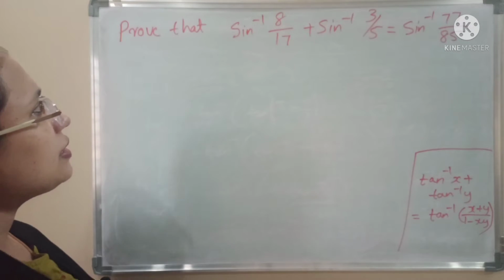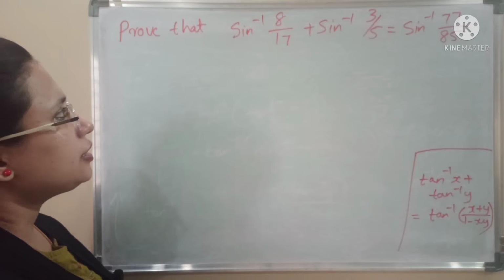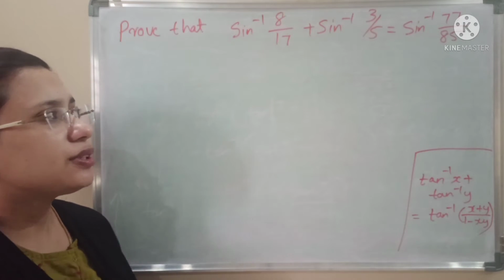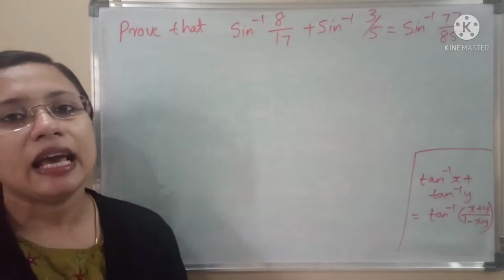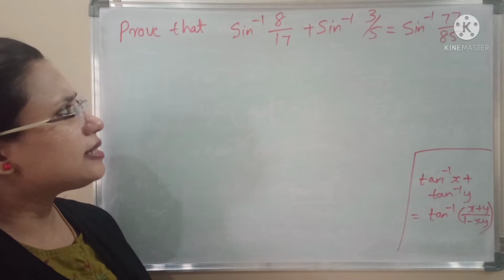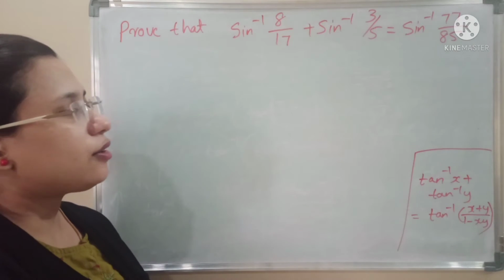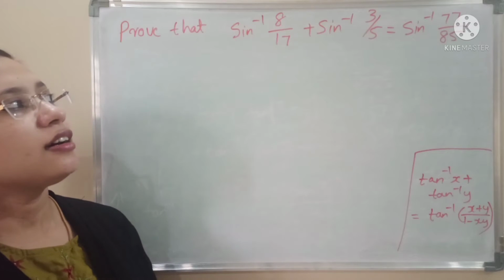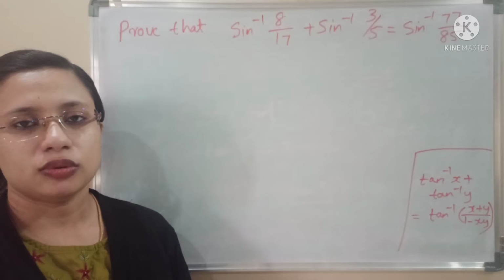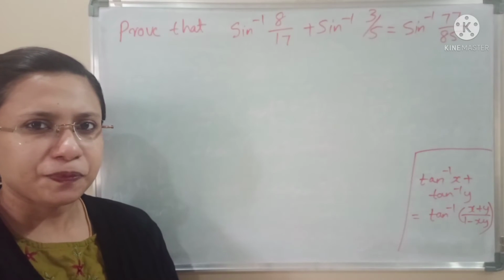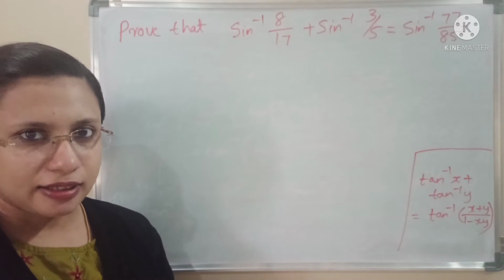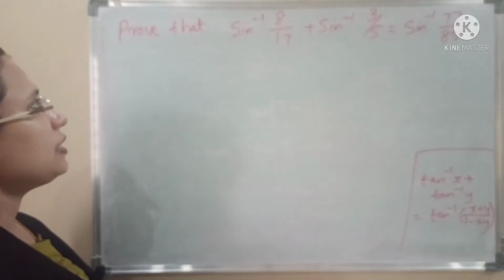Here the question is: prove that sine inverse 8 by 17 plus sine inverse 3 by 5 equals sine inverse 77 divided by 85. Definitely with the sine function, we cannot obtain the sine inverse 77/85 value. So there will be some expansions, there will be some substitutions that can occur. We'll see.